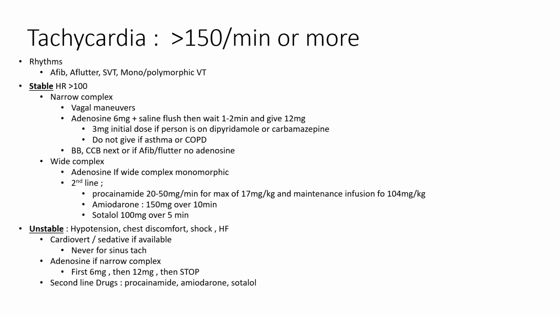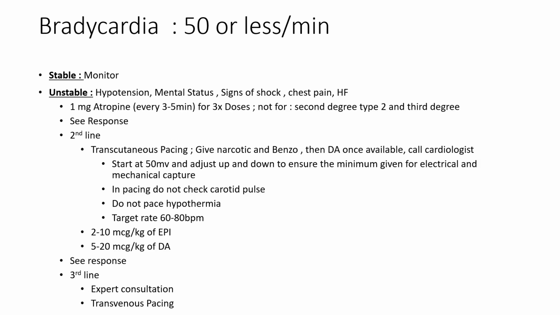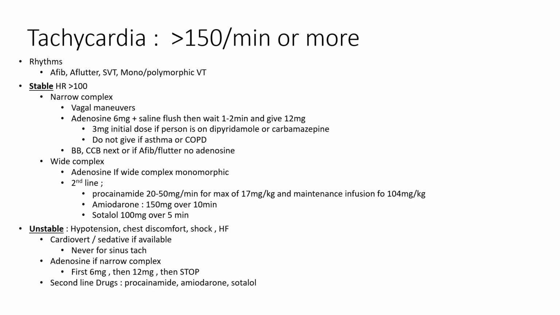Now, stable and unstable tachycardia are differentiated by things like hypotension, chest discomfort, shock, heart failure. So if anything seems kind of off, usually watch out for the hypotension. That, even in bradycardia, will differentiate your stable from unstable. Okay, and if they're unstable, you want to cardiovert them, and then the drug here is adenosine.